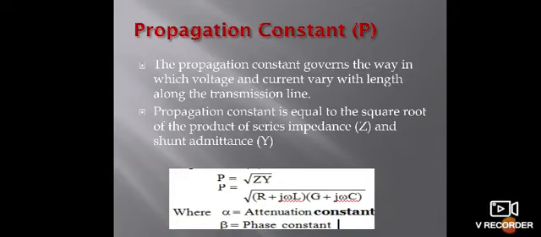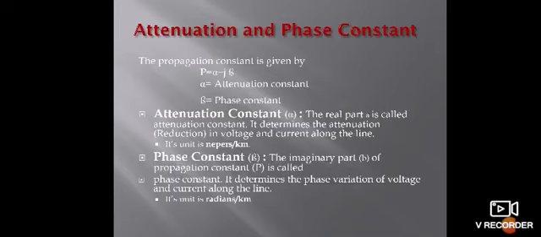Where Z is equal to R plus j omega L and Y is equal to G plus j omega C. So you can substitute these values into P, that means P is equal to under root of R plus j omega L into G plus j omega C. Instead of that we can also say P equals alpha plus j beta, where alpha is the attenuation constant and beta is the phase constant.